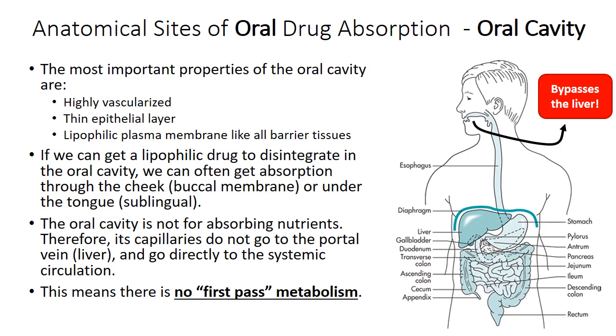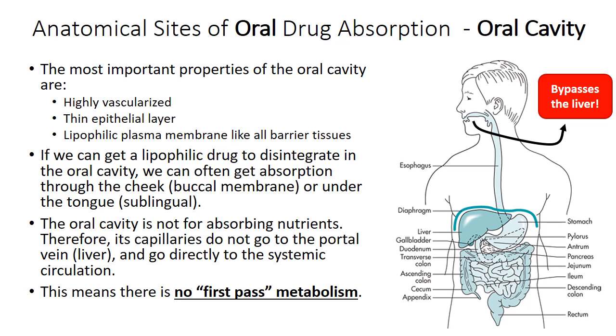Again, a good example is nitroglycerin. Very few drugs are given this way, but some of them serve very important purposes, like chest pain. Remember, the oral cavity is not used by the body to absorb nutrients. We don't absorb nutrients in our cheek, right? So its capillaries do not go to the portal vein or liver. They go directly to the systemic circulation.